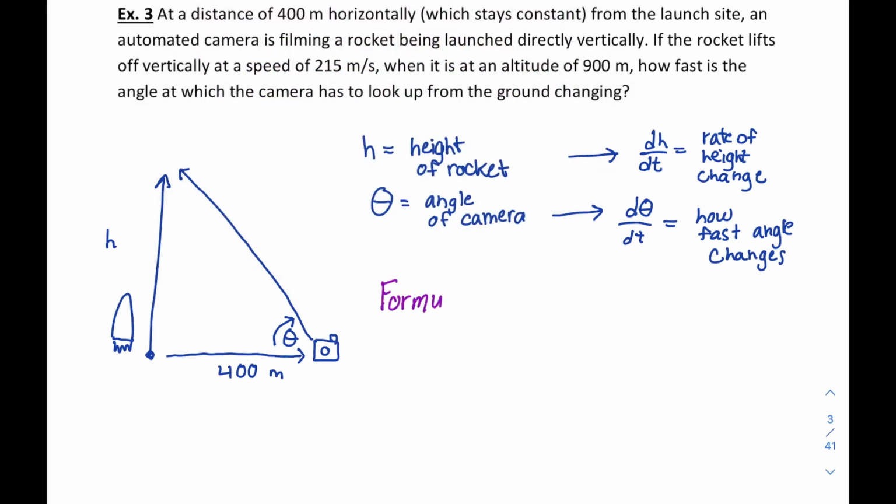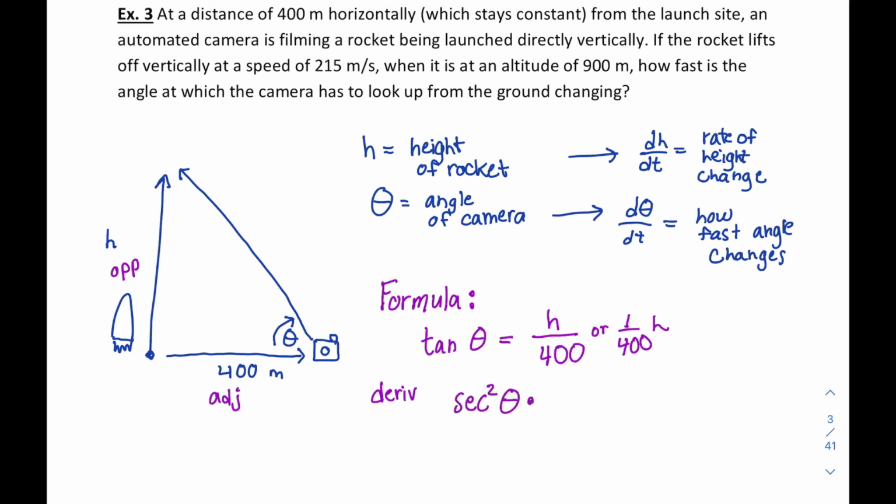So for a formula that relates these things, we can't use the Pythagorean theorem because we're looking at the angle in our triangle. So we're going to have to use a trig function instead. I know that's your guys' favorite. So we've got opposite and adjacent sides, so I'm going to use tangent theta equals h over 400. To take the derivative, it is a little bit easier if you think of the right-hand side as 1/400th times h. So the derivative of tangent is secant squared theta, and then chain rule times d theta/dt equals 1 over 400 times dh/dt.